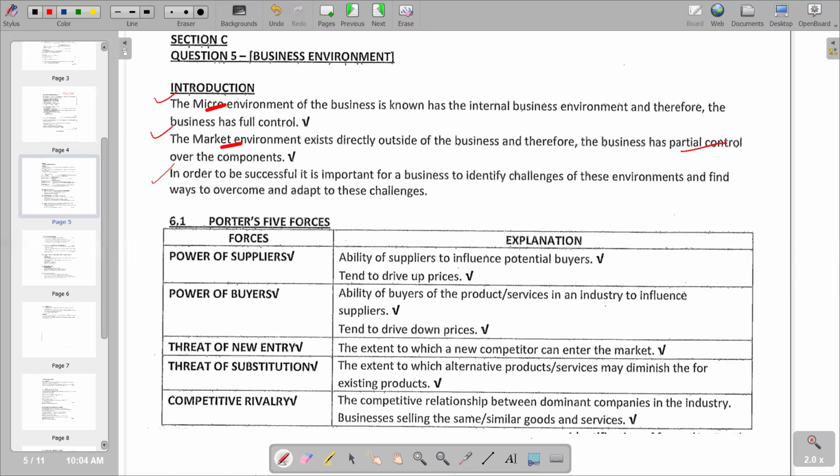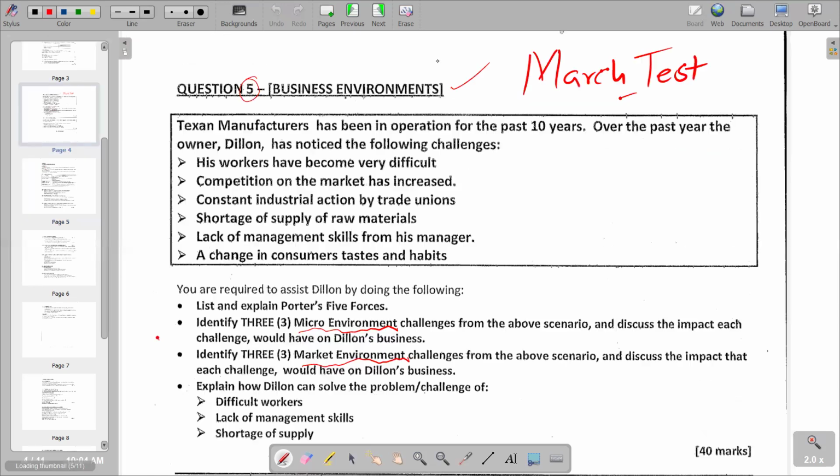So basically, this is trying to sum up your introduction. So going back to our question, you see that our first point is list and explain Porter's five forces.